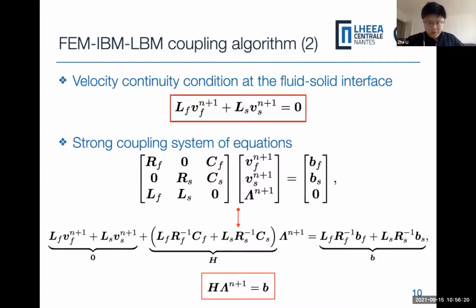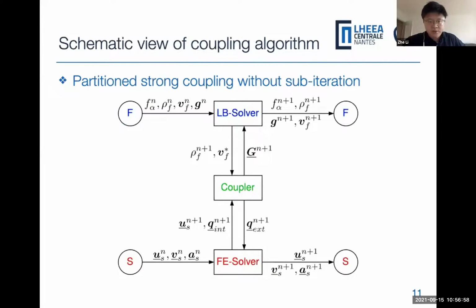However, we will not do this because, first of all, the system is very large. Second, we cannot make use of the modularity of different solvers. So in order to solve this strongly coupled system in a strong way, we just need to do some manipulations. Finally, we first solve the interface force, which is of very small dimension compared to the initial system. And this is the schematic view of this coupling algorithm.